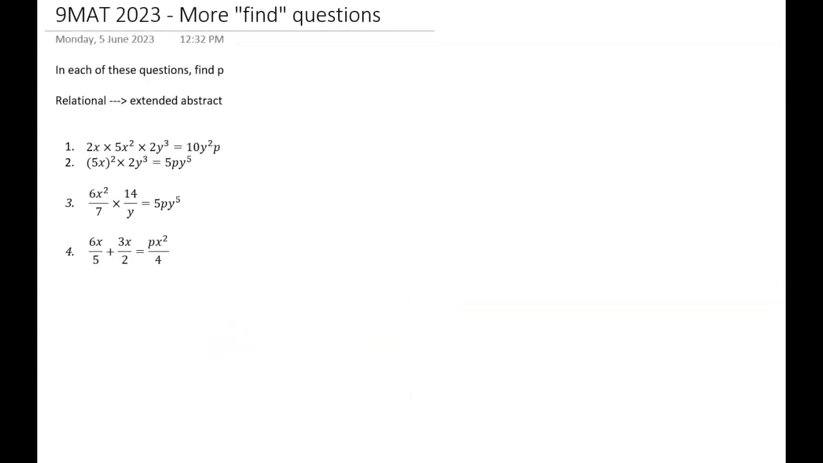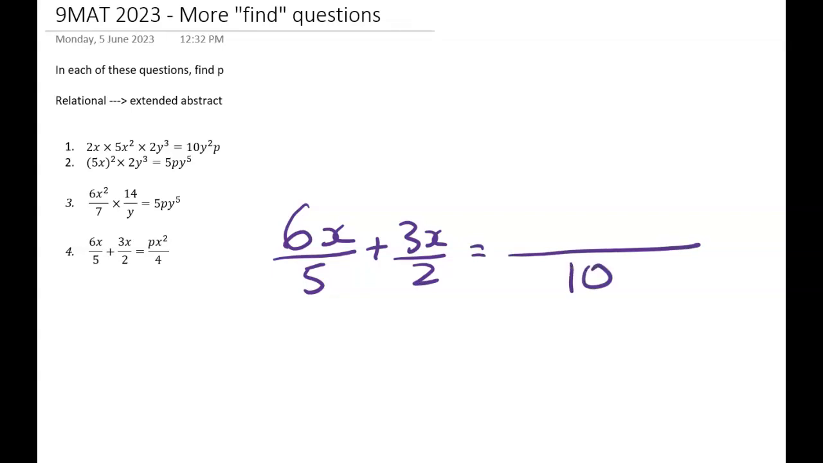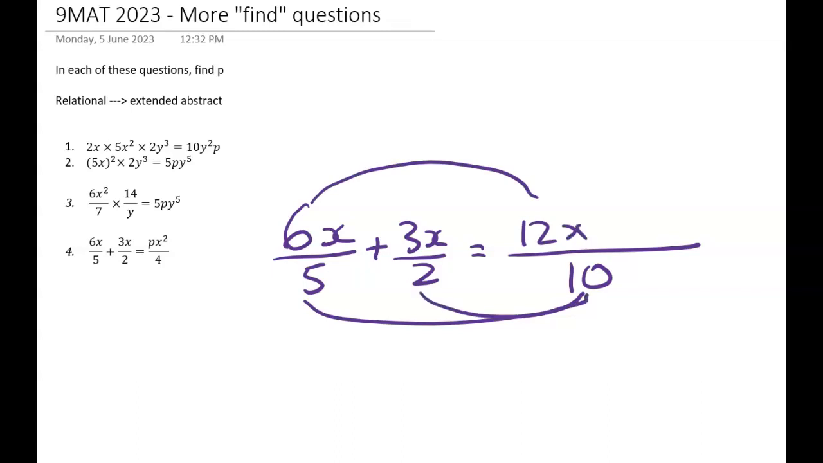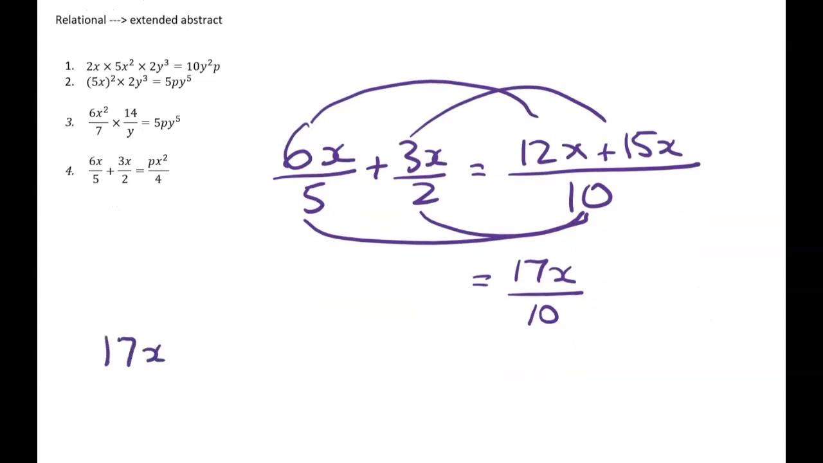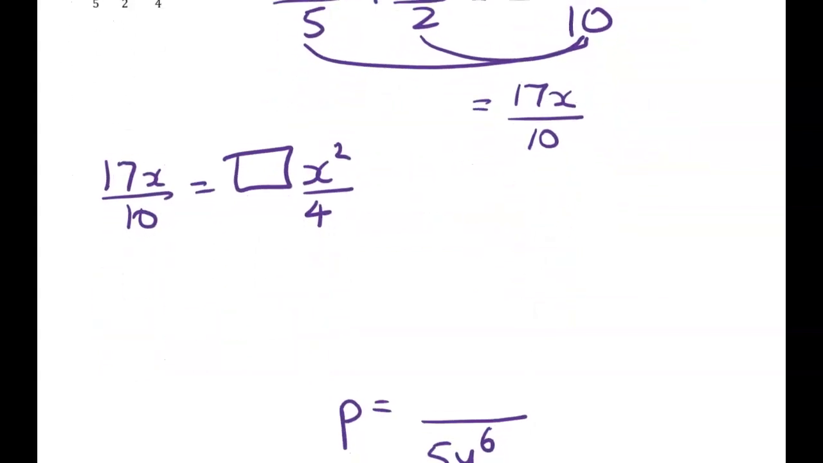So let's just try adding the fractions on the left-hand side. We've got 6x over 5 plus 3x over 2. We need to get a common denominator, which will be 10. 5 twos are 10, 5 twos are 10, so this becomes 12x. 2 fives are 10, so this becomes plus 15x. That gives me 17x over 10. So what I'm trying to work out is 17x over 10 is equal to something x squared over 4. All right, we're going to use the same slow matching up method that we did before.